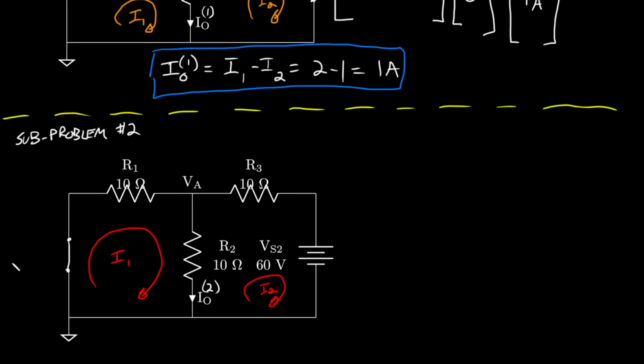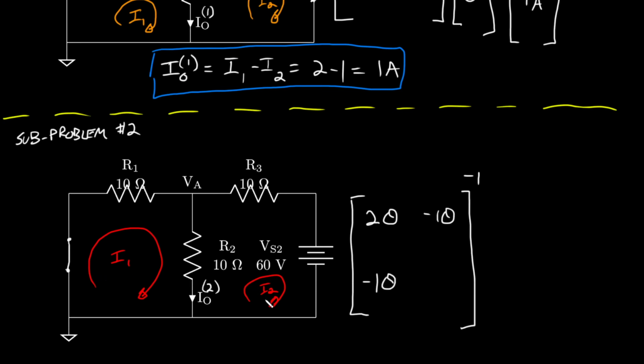Okay. So we have another 2 by 2. It looks like I1 touches the 10 and the 10, so we get a 20 there. I1 shares the 10 with I2, so we get a negative 10. Hey, this is starting to look familiar. Okay, we're going to invert this. I2 shares the 10 with I1. And I2 touches this 10 and 10. Hey, that's all the same.